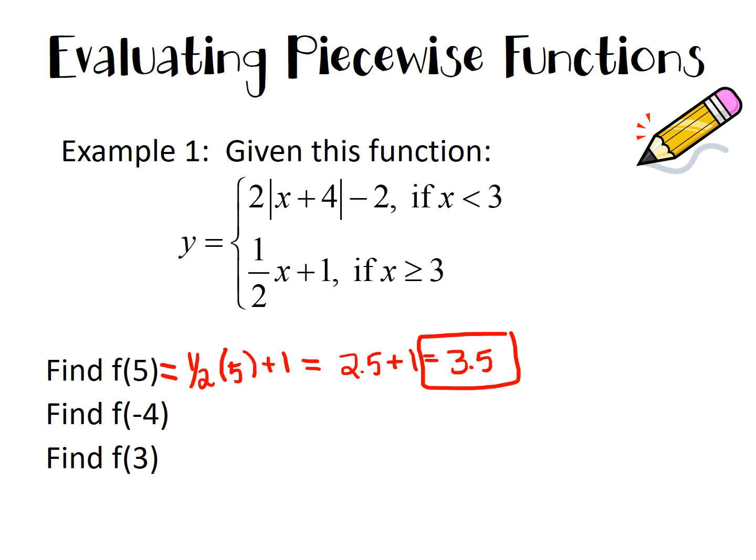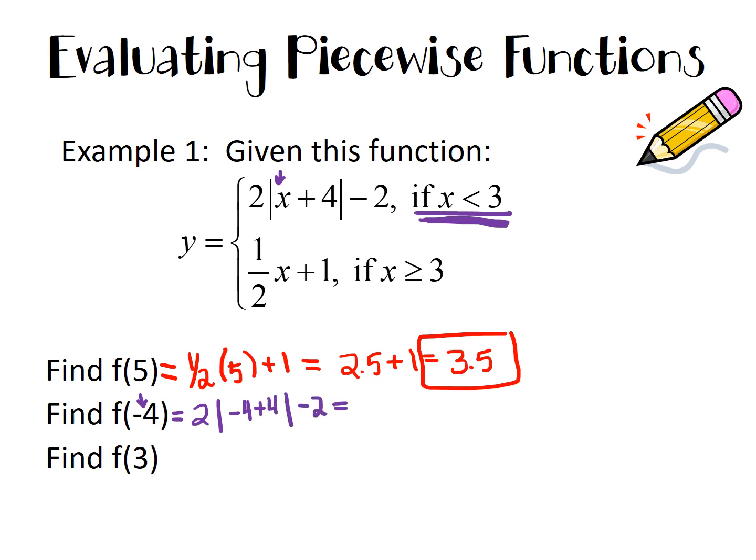Let's try another one. What if we plug in f of -4? So -4 is less than 3. Remember, -4 is representing my x value, and that's less than 3. So we're going to plug -4 into this top piece of our function. So we're saying f of -4 is equal to 2 times the absolute value of -4 plus 4, minus 2.